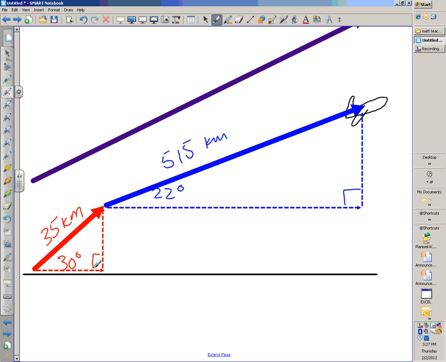Now, in those two right triangles, we have one angle and one side. We can use our trig functions to find the other two sides. So go ahead and do that. Use your sine and cosine functions to find the two remaining sides of those triangles, and we'll pick it up from there.